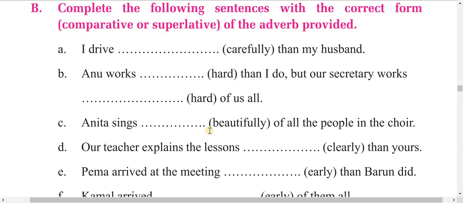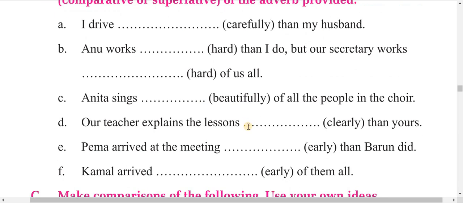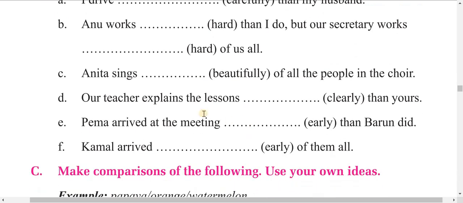If there is comparison between two things or two objects or two people, we have to use "than". If it is compared among people, among things, we have to use "the". So here "the most" and "more". I think you have got the idea. Anita sings most beautifully and dances most beautifully of all the people in the choir.